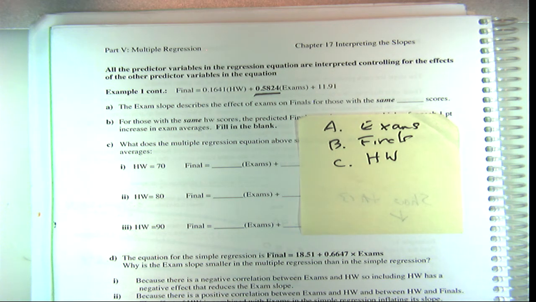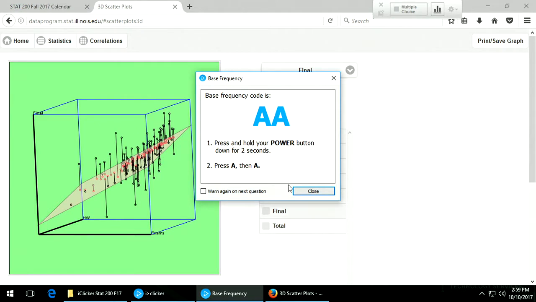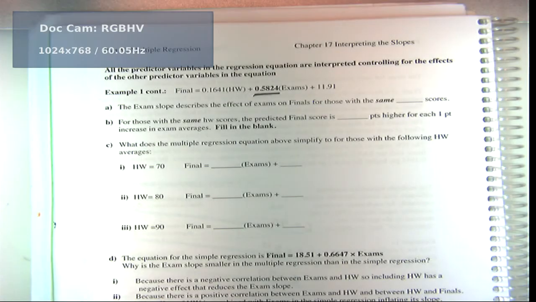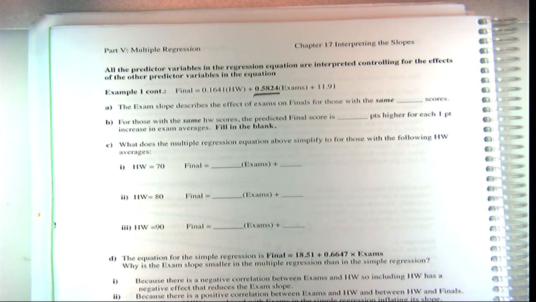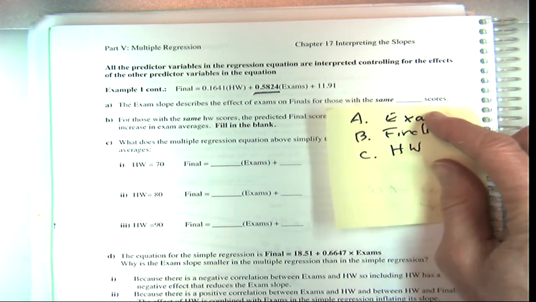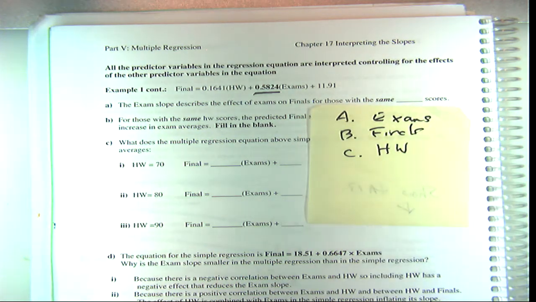Okay, this is just an easy one, because I want to have a break for a minute. All right, so what fits in that blank there? Hey, I wonder, you can't see the question anymore, right? So I'm going to go back to the document camera, and it's A, B, or C. Let's see if you can see it. Oh, yeah, I can see it up here. Now do you want to put in A for exams, B for final, or C for homework right there? What's your answer going to be?